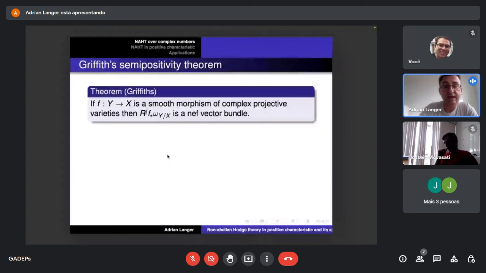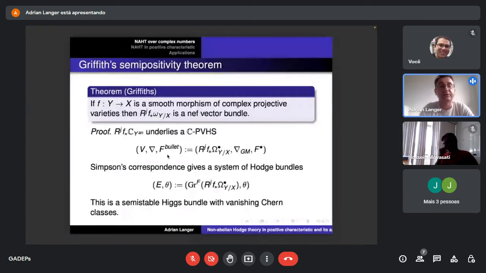So the theorem is saying that if you have a smooth morphism between smooth complex projective varieties, then if you take the higher direct image of the relative canonical bundle, this is a nef vector bundle. Nef vector bundle means that the degree of this vector bundle on every curve inside of X is greater or equal than 0, and the degree of every quotient of this vector bundle on this curve is still greater or equal than 0. So how do we prove this?